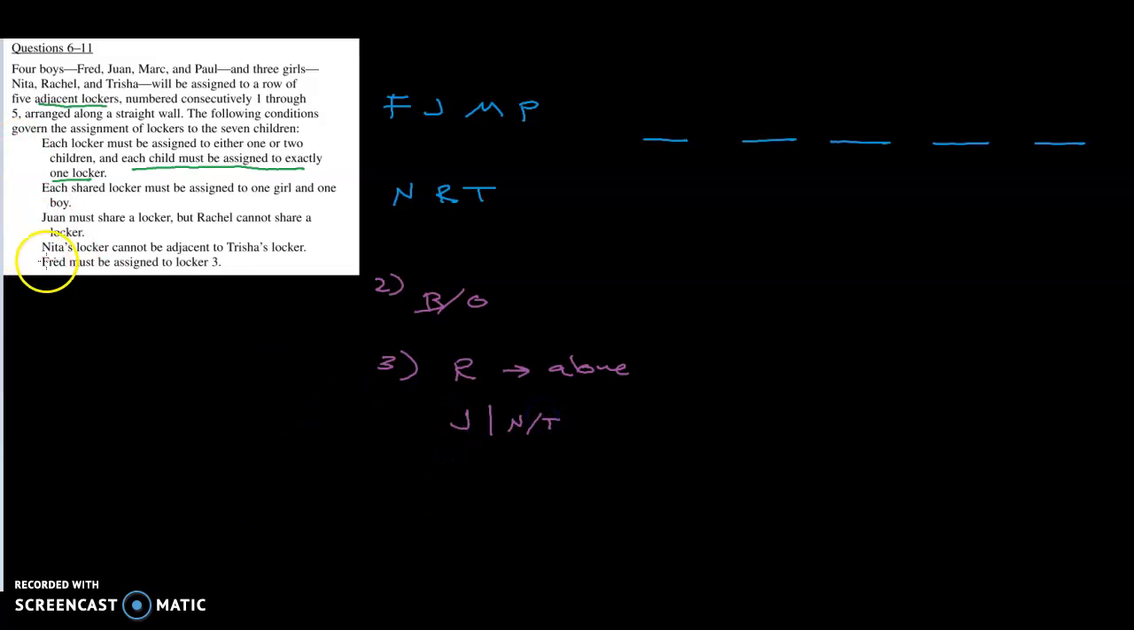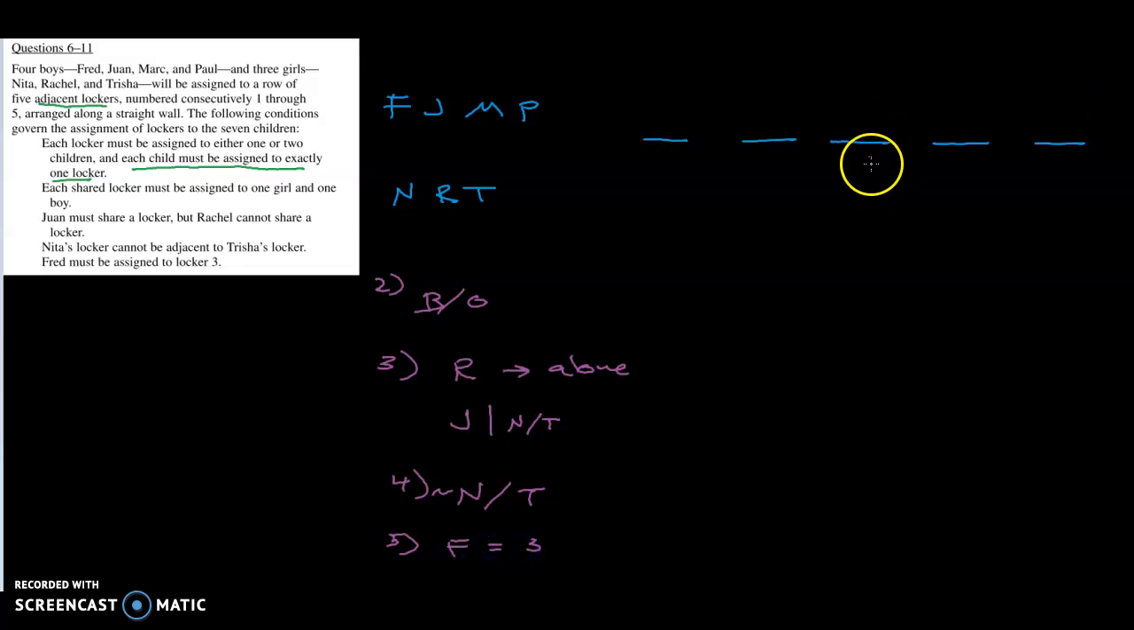Okay, and then we have, let's see, rule 4. N's locker can't be next to T's locker. Okay, so N not next to T, so we can't do N, T. We're not allowed to do that. Okay, it's getting a little confusing with my notation here, but just bear with me for a second. And then finally, F must be on locker 3. Okay, so F is on 3.